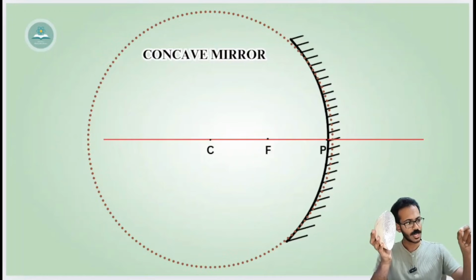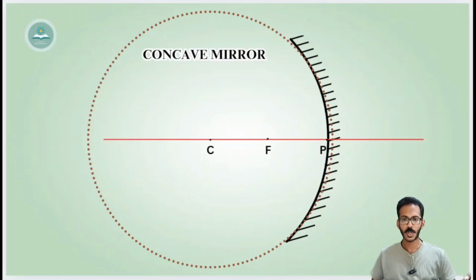If we extend this line a little bit further, it's called the principal axis. Hope it's clear. Now I should tell you about one more point in this mirror, which is invisible, which we can't find. To tell you about that, I'll just show you the mirrors.